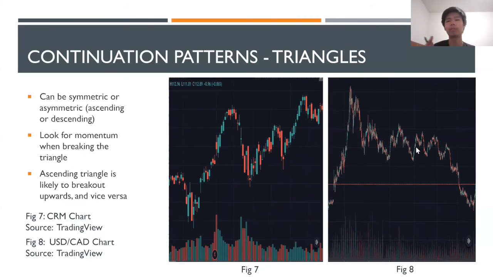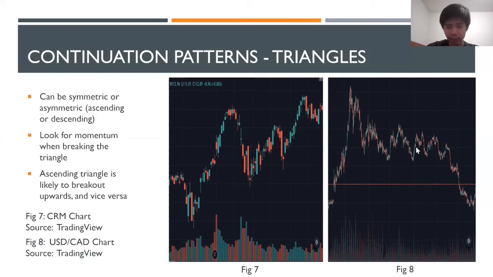Now, the other type of price pattern that we will commonly encounter is called the triangle. And it could be either symmetric or asymmetric. For asymmetric, it could be either an ascending or descending triangle as well. So as its name suggests, the support and the resistance will form a triangle. And again, we are looking for the breaks in price.